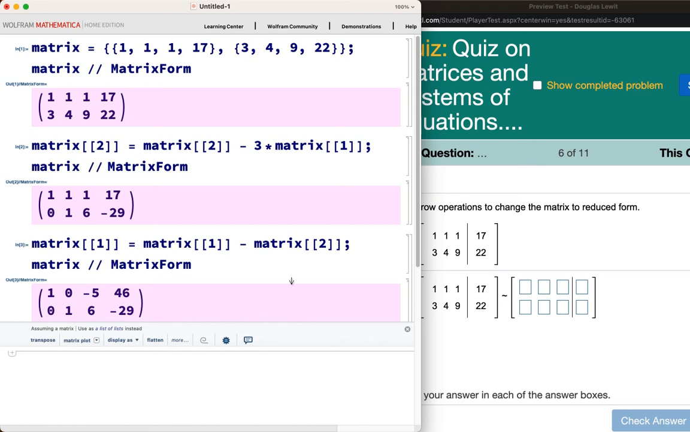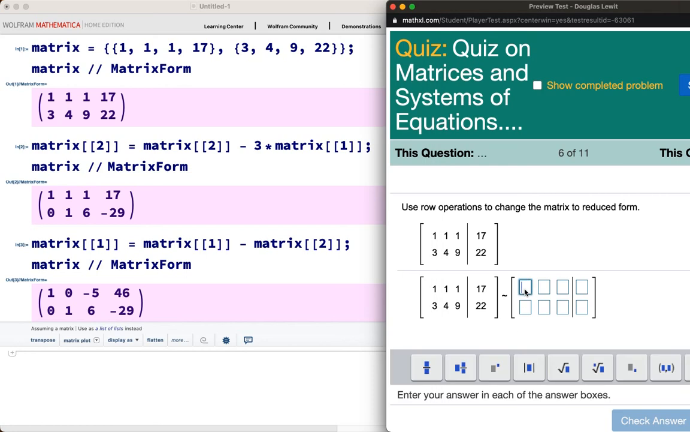Okay, that's as far as we can go, because we only have 2 rows, so the row operations only apply to the first 2 columns. So that means that this matrix is equivalent to 1, 0, negative 5, 46, 0, 1, 6, negative 29.